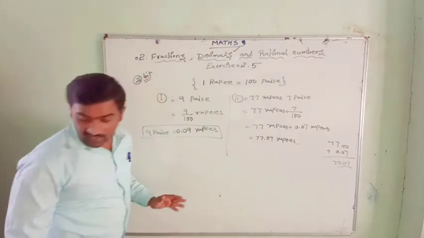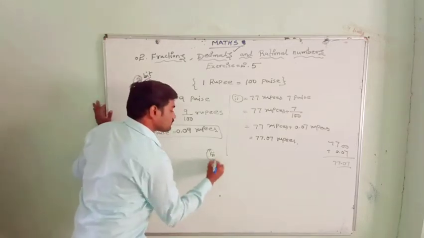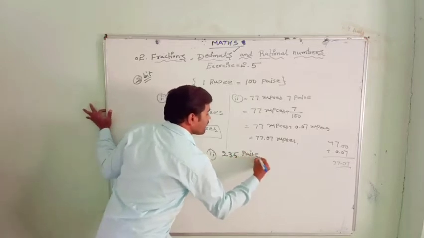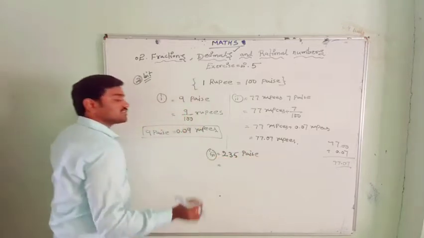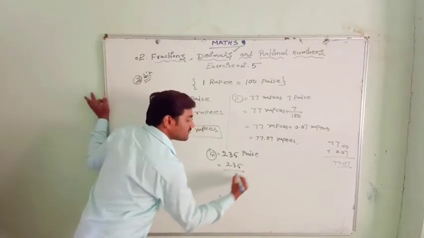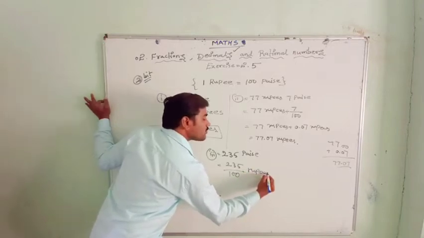So this is the addition of fractions. Here 235 paisa, in the sense, simple. This 235 paisa we change into rupees. When you divide by 100, it becomes rupees.